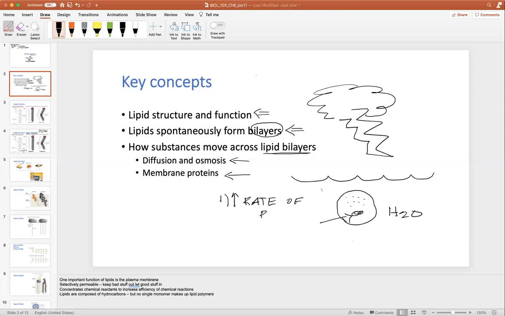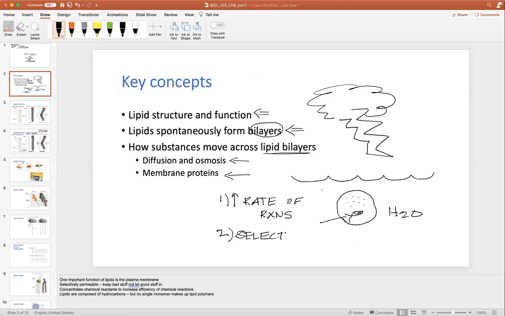And I'm going to abbreviate reactions RXNS. The second thing that this bubble of oil is going to do, oil doesn't dissolve in water very well, does it? So it's going to create a barrier. Some things will be able to get across this barrier while other things will not. So we say that these membranes are selectively permeable.